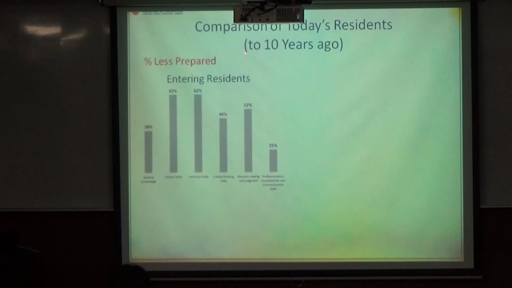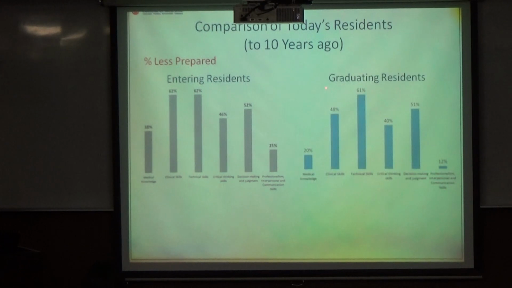So we asked them for a comparison of today's residents to 10 years ago, and this is general surgery residents. What do you think they are less prepared for, the entering residents? Here, you might not be able to see if you're in the back. This is medical knowledge, clinical skills, technical skills, critical thinking, decision making, and professionalism. You can see that the top three are clinical skills, technical skills, and decision making. They thought the students were not prepared when they come into residency, that they didn't have the proper clinical skills or the technical skills. And then this is graduating residents compared to 10 years ago.